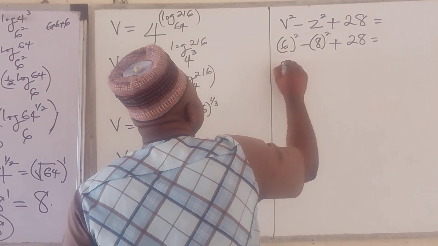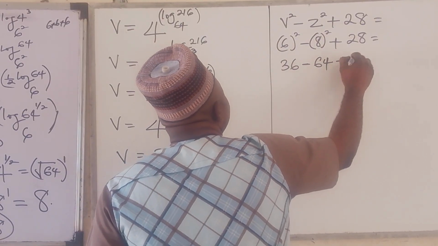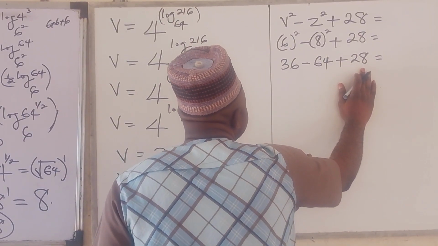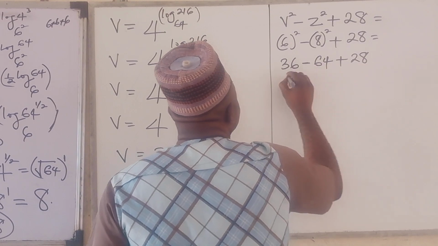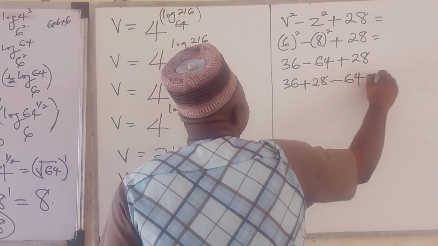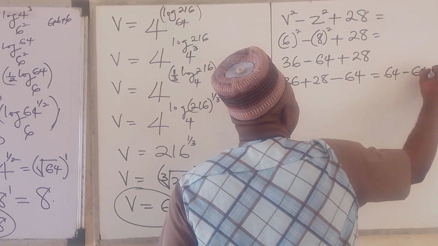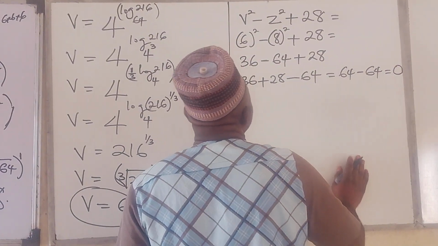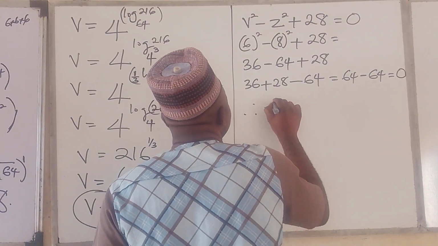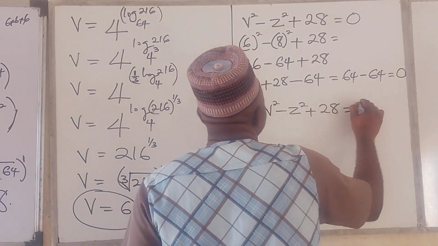Now 6 square is 36. So we have 36 minus 64, then here we have plus 28. Now let's rearrange this. We have 36 plus 28 minus 64. And of course, 36 plus 28 is 64. And 64 minus 64 is equal to 0. So it therefore means that the whole of this is 0. Therefore, v squared minus z squared plus 28 is equal to 0.